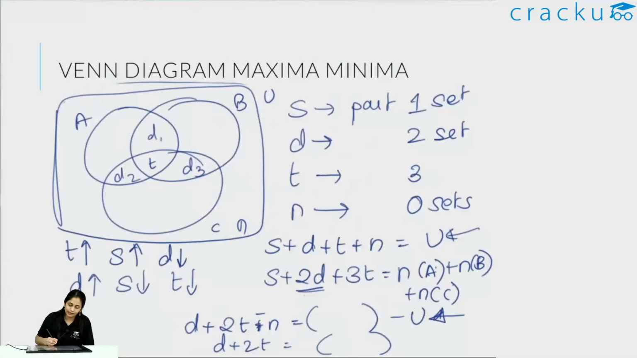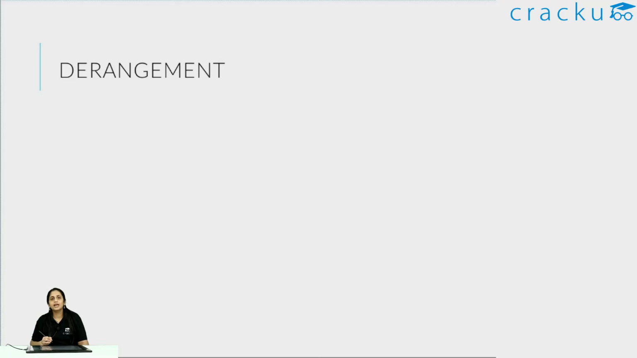Now let's take a look at the next concept, which is derangement. Derangement is a very specific concept that comes from permutations and combinations. You have to basically remember just one formula. If you remember that one formula, you will be able to solve a question that comes from derangement. So what is derangement? Derangement is basically the short form of disarrangement.